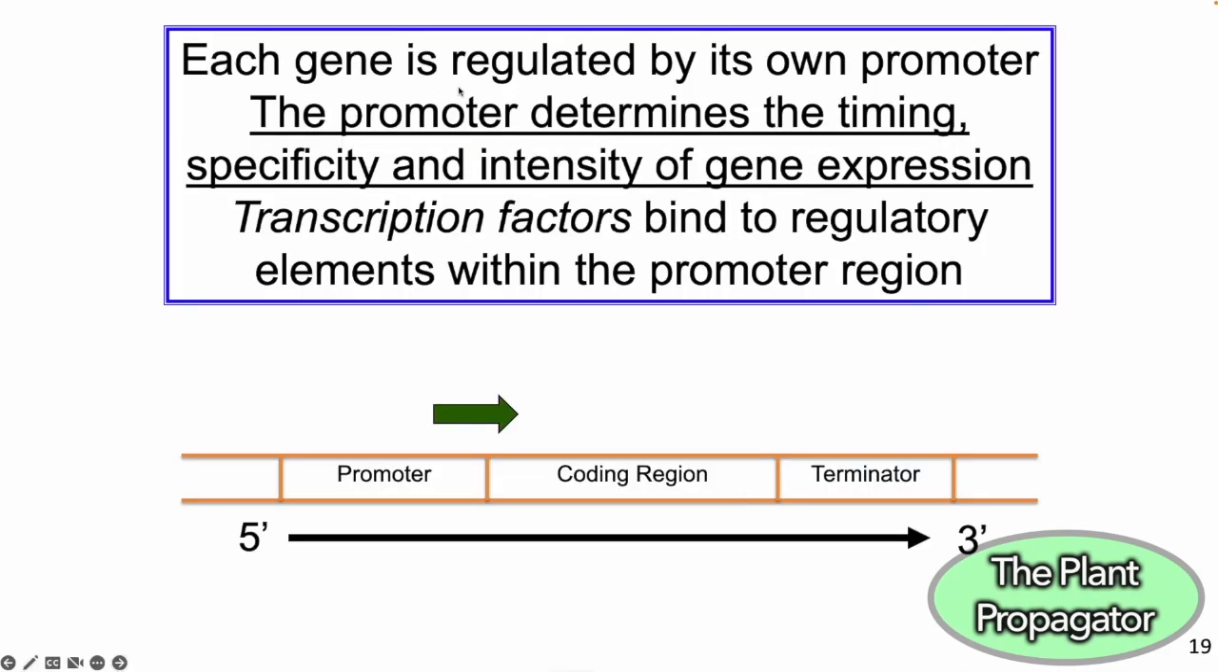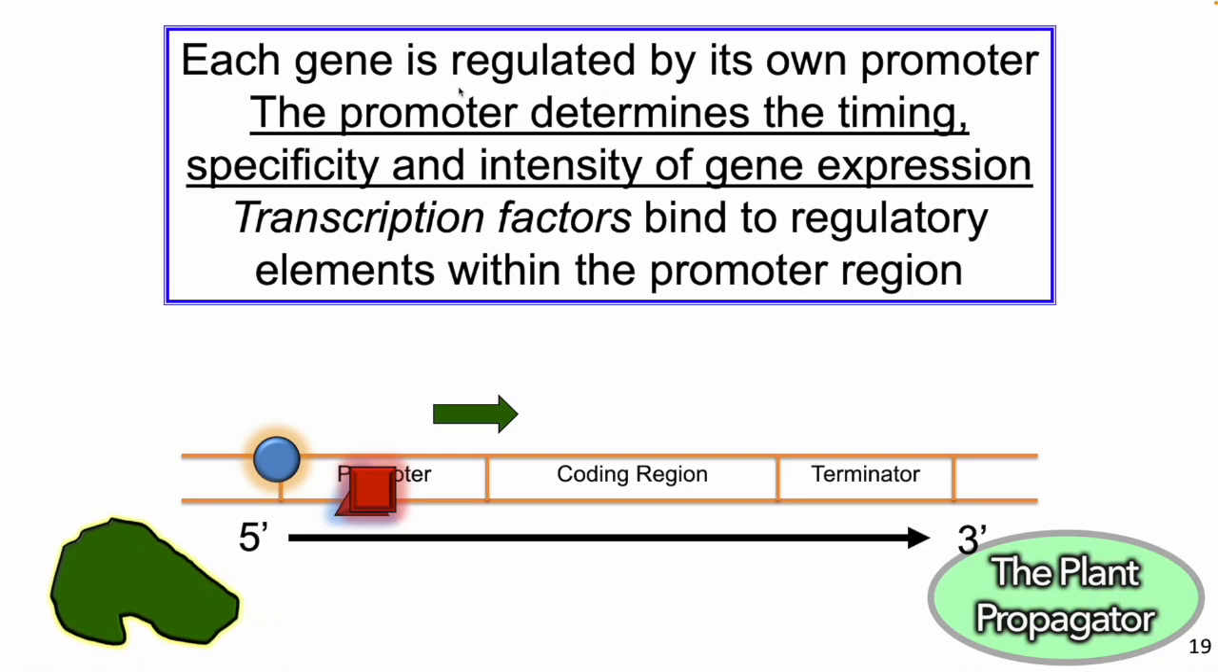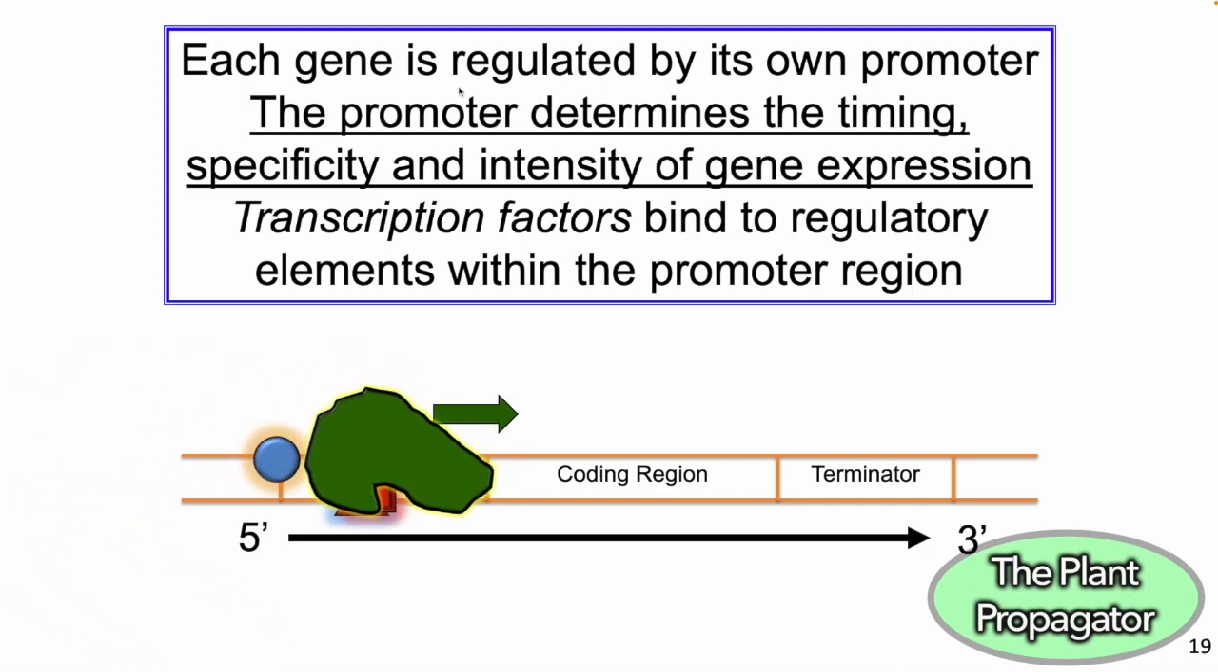Okay, so each gene is regulated by its own promoter, and the promoter determines the timing, expression, and specificity of gene expression. What's shown here in this cartoon are components that bind to the promoter region that lead to transcription of this gene. These are called transcription factors, you don't need to remember their names, but a number of different components bind to the promoter region and turn on gene expression. That's what you should remember from this slide.